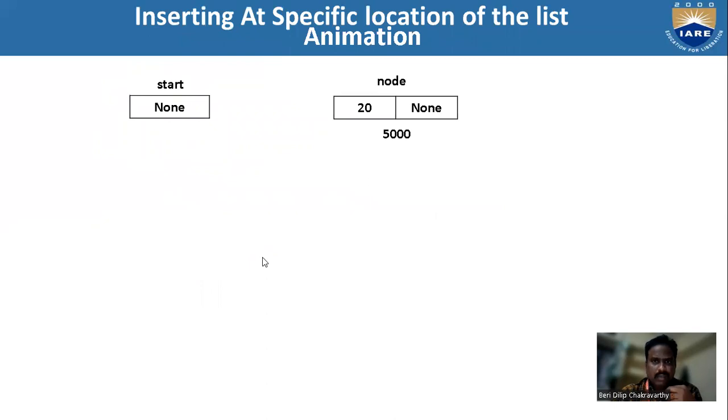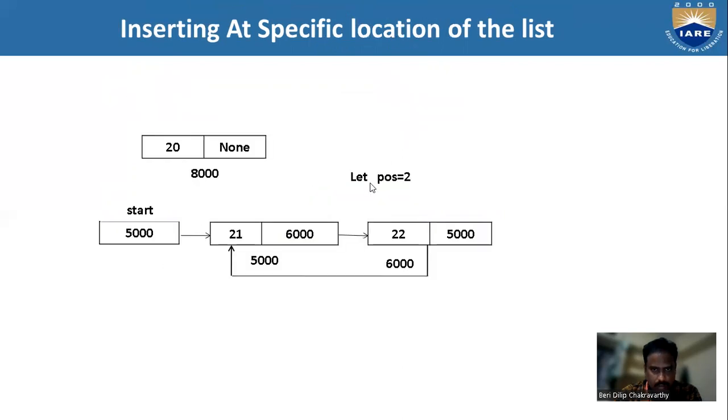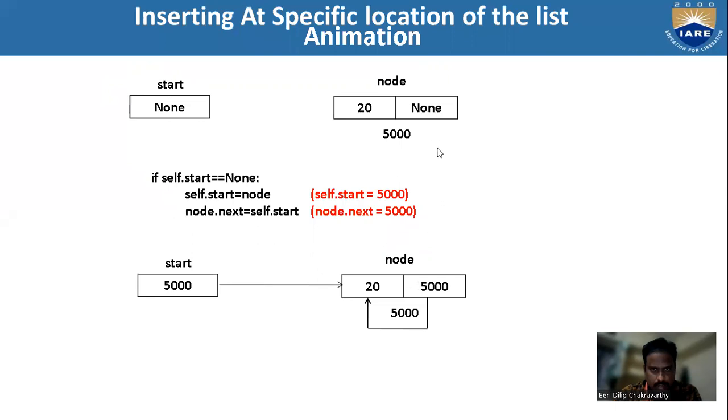Now, insertion at a specific location of the list. We need to insert the element at a given position. As there are no elements in the list, I am simply inserting the element, as we have seen in the insertion at front and insertion at end. Both are similar. Here also it's the same thing. In place of none, I will be placing 5000. I'll be pointing like this.